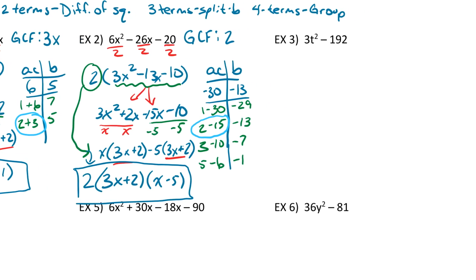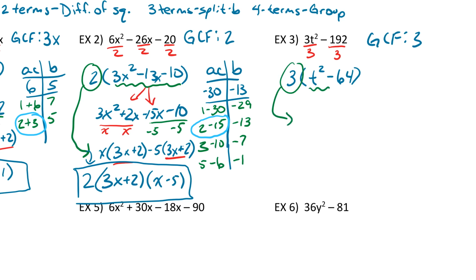All right, so for example 3, again, we're looking for GCF first. So in this case, GCF would just be 3. All right, so we're going to divide both of these by 3. And if we do that, we're going to get 3 times t squared minus 64. Now the 3 is just going to come down to our final answer.